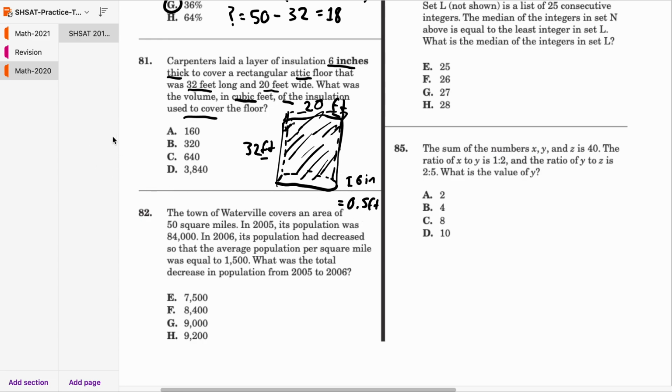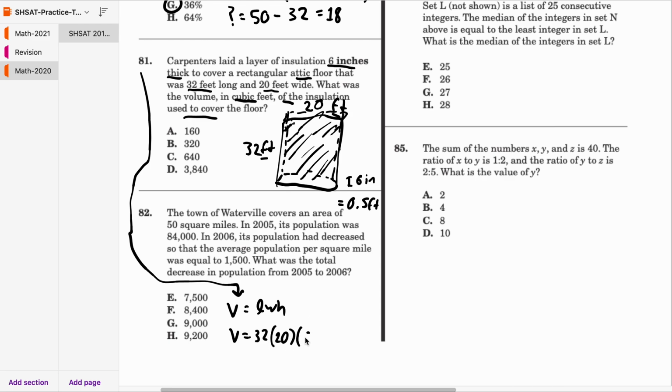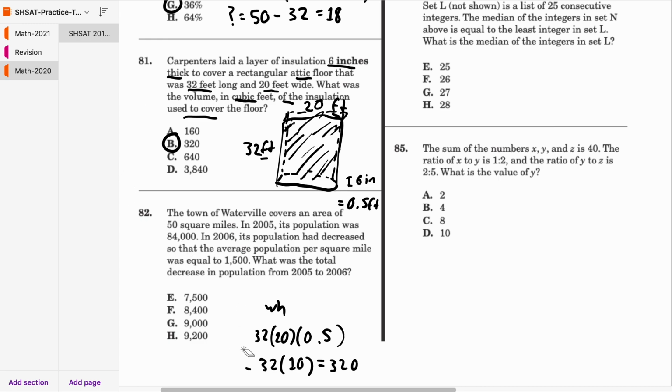So now we just need to remember the formula. So I'm going to do this work actually down here, and then I can erase it. So we know that the volume is going to be length times width times height. So the volume is going to be 32 times 20 times 0.5. And this is all in feet. That's very important. So this is just going to be 32 times 10, which is 320 cubic feet. So that would be B. So that's the volume of insulation used.